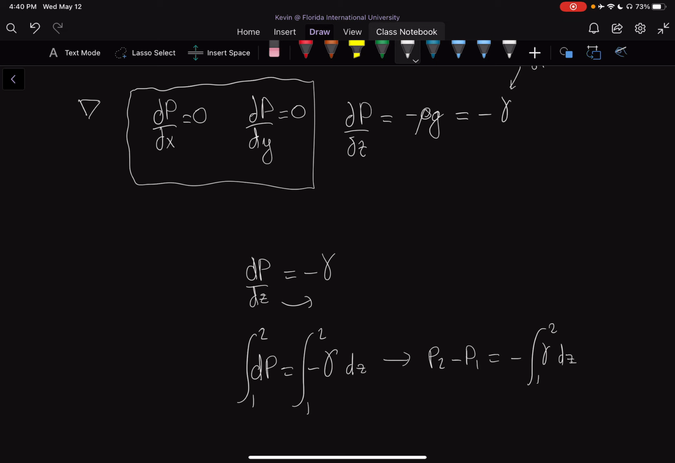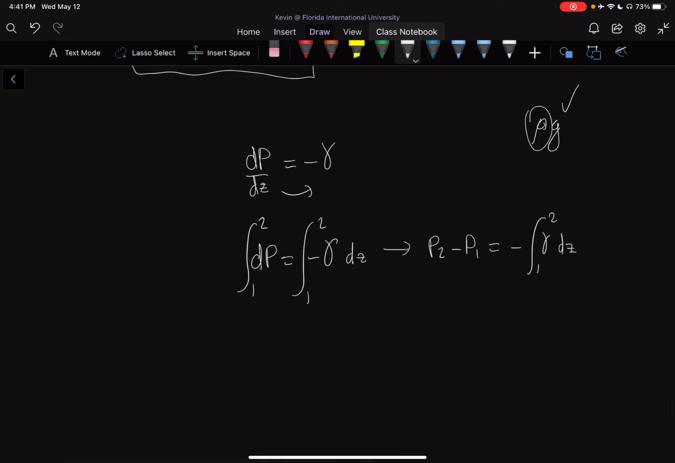Now, is gamma a constant within a fluid or not? We don't know, right? We have to see. Gamma could be a constant, but remember gamma is made of rho and g. G never changes, but rho could change. In a liquid, it's highly unlikely that density will change much, but in a gas, density could change. And in a liquid, density could change too at very, very high pressures.